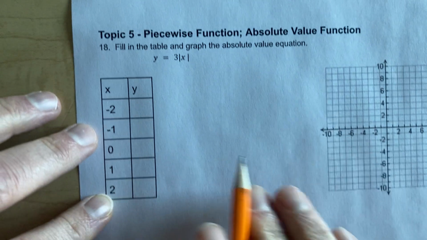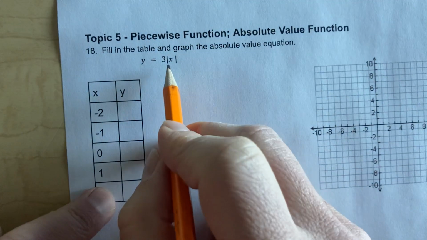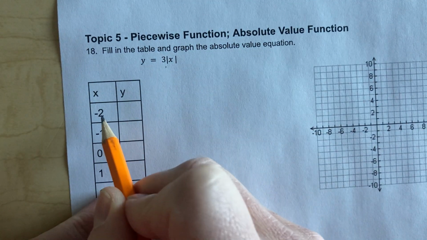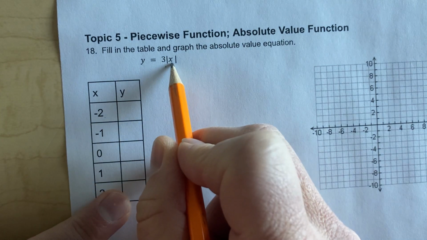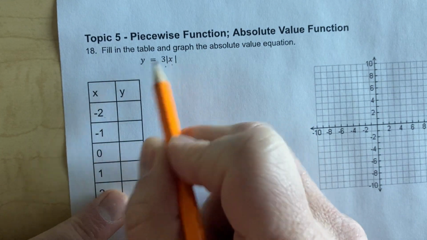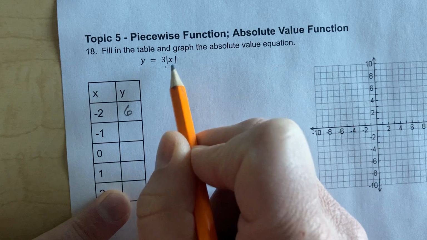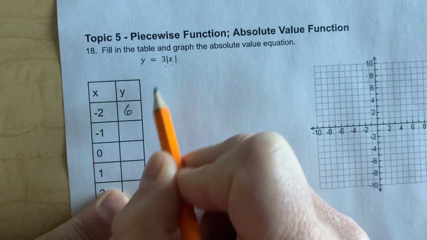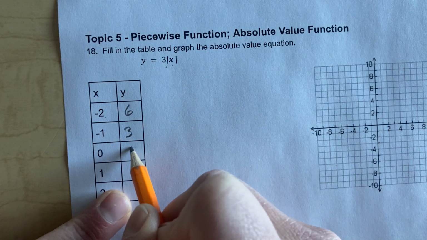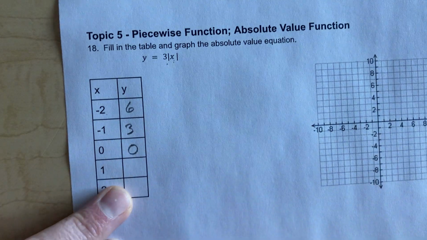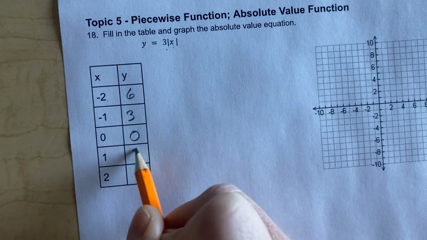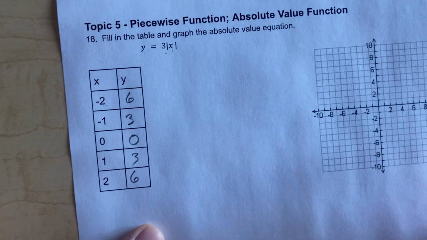And then I don't think this is on our test, but just in case it is, again, absolute value just means make it positive. So for -2, when you put that in the absolute value, it turns it into +2, times 3 would give us 6. -1 absolute value is 1, times 3 would be 3. 0 absolute value is 0, times 3 is still 0. The positives will stay positive, so there's nothing really happening there.